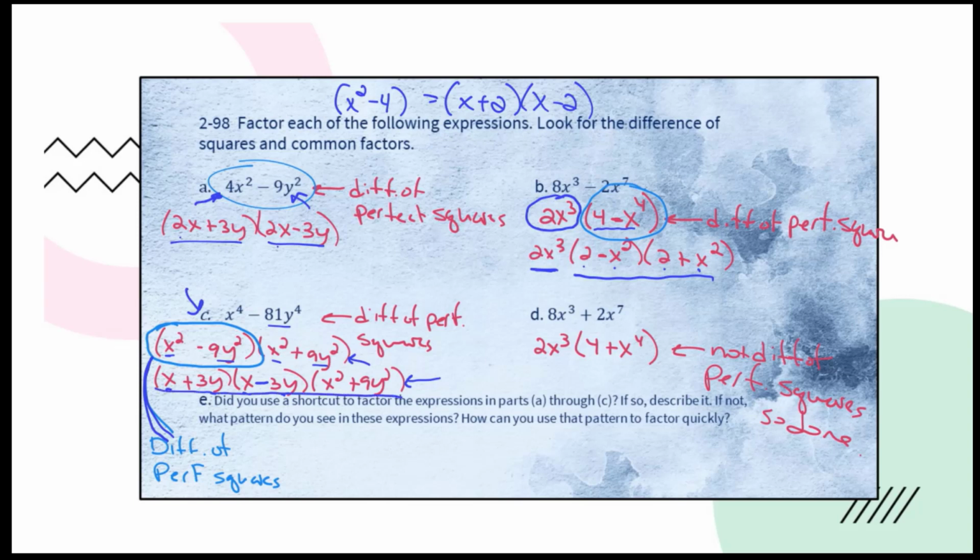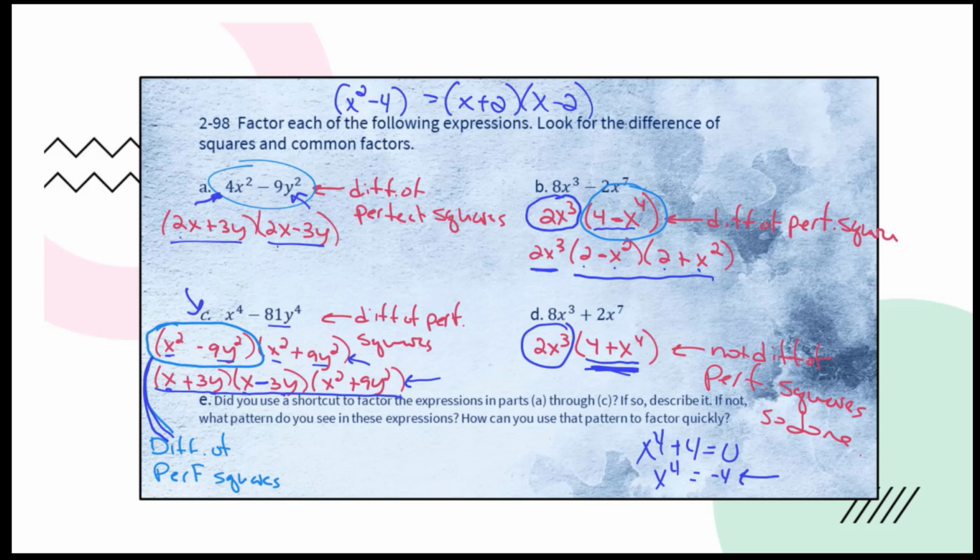Now, on part D, you do factor out a 2x to the third, just like we did in part B. But the problem is you end up with 4 plus x to the fourth. And if I did x to the fourth plus 4 and set it equal to 0, watch what happens. There's no way I can get a fourth root of a negative number because we're not dealing with imaginary numbers. So this is not a difference of perfect squares, so you just leave it alone. So the answer on that one is just 2x cubed times 4 plus x to the fourth.